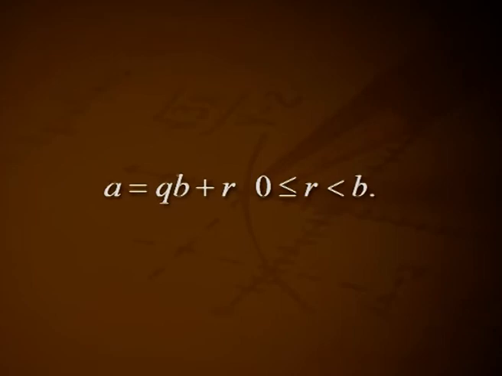Theorem 1. Division algorithm. Given integers a and b with b greater than 0, there exist unique integers q and r satisfying a = qb + r, 0 ≤ r < b. The integers q and r are called respectively the quotient and remainder in the division of a by b.